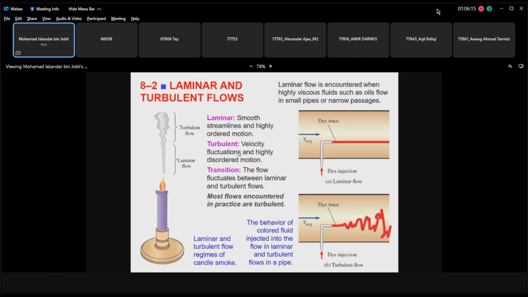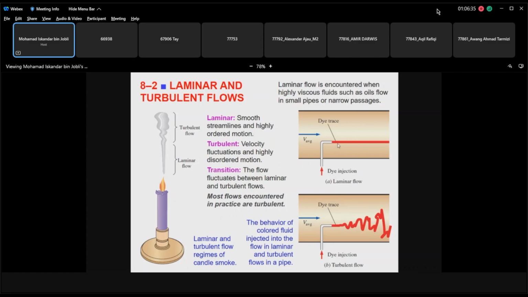Sorry, you're going to have a disordered motion. This is disordered. Okay, it's no longer straight. You're going to have disorientation of the dye. So this is what we call a turbulent flow. Okay, turbulent flow. So how does the transition flow look?